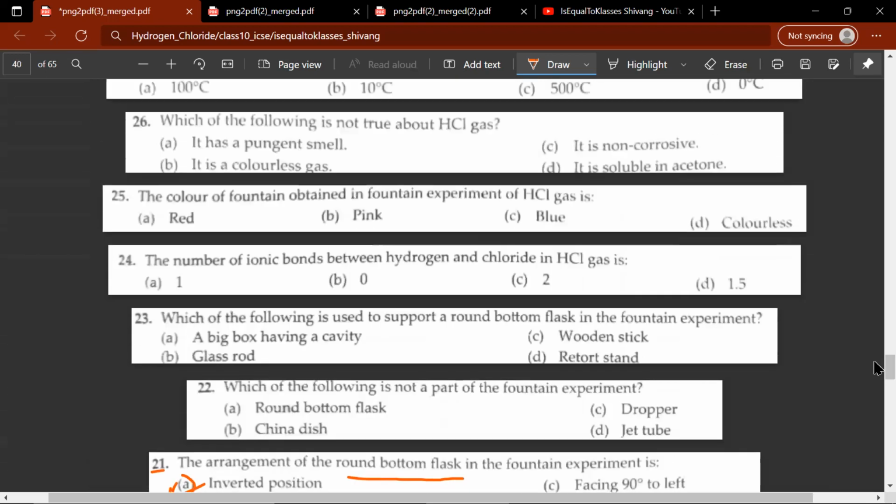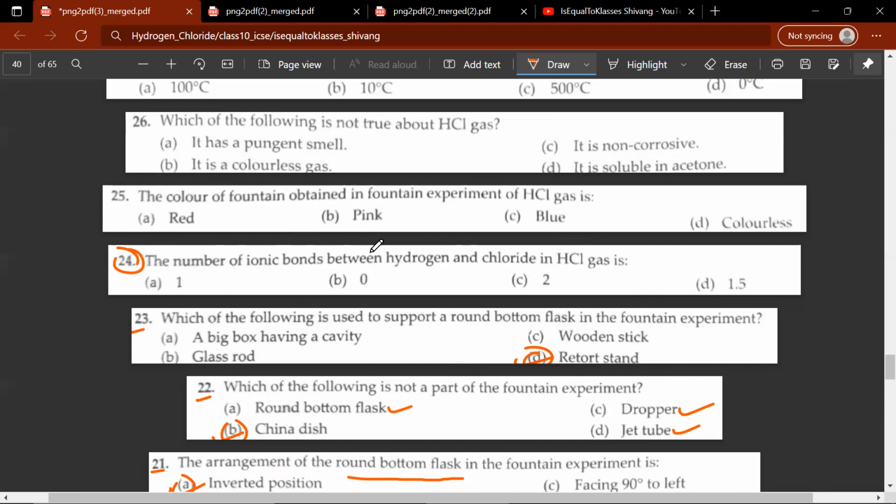Let's move on. 22nd question. Which of the following is not part of the fountain experiment? China dish is not part of the fountain experiment. Round bottom flask is a part of the fountain experiment. Dropper and jet tube are also part of the fountain experiment. 23rd question. Which of the following is used to support a round bottom flask in a fountain experiment? So this would be D, retort stand.